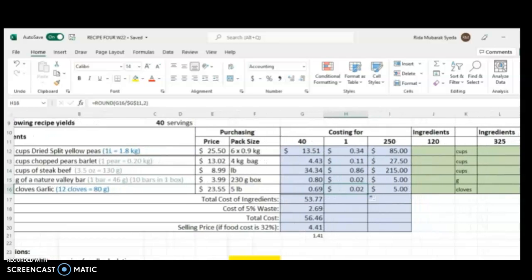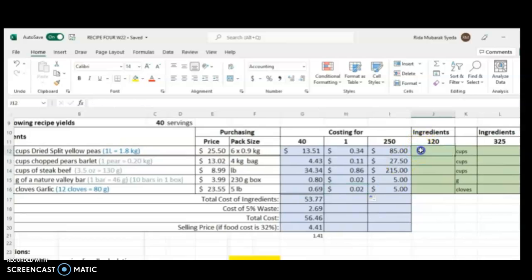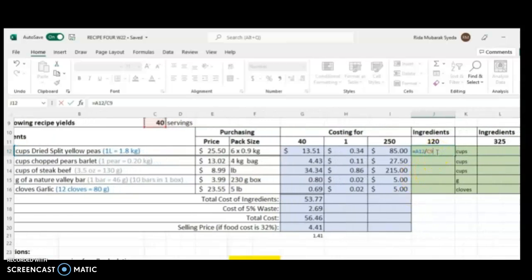Okay, now moving on to the next part, which is calculating the amount of ingredients needed for 120 servings. So when we look over here, we have the amount of ingredients that are needed for 40 servings. Okay, these are the amounts. So what we can do is we can take the equal sign, and then we can take the amount of ingredients for each serving and divide it by 40.